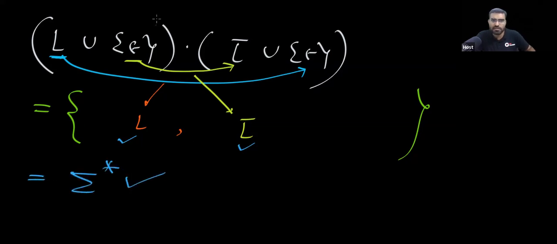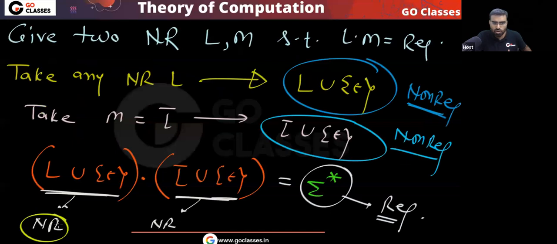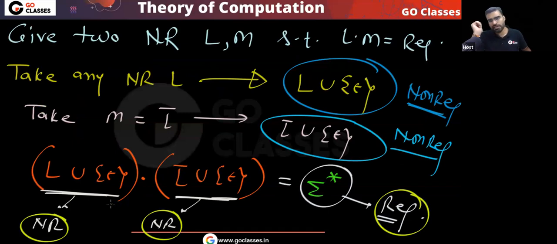I got sigma star, and this is regular. Is this clear? Please tell me. So you can easily notice this is non-regular, this is non-regular. The concatenation is regular. The concatenation is sigma star, that is regular. Is this clear? Did you understand the proof? Please tell me.